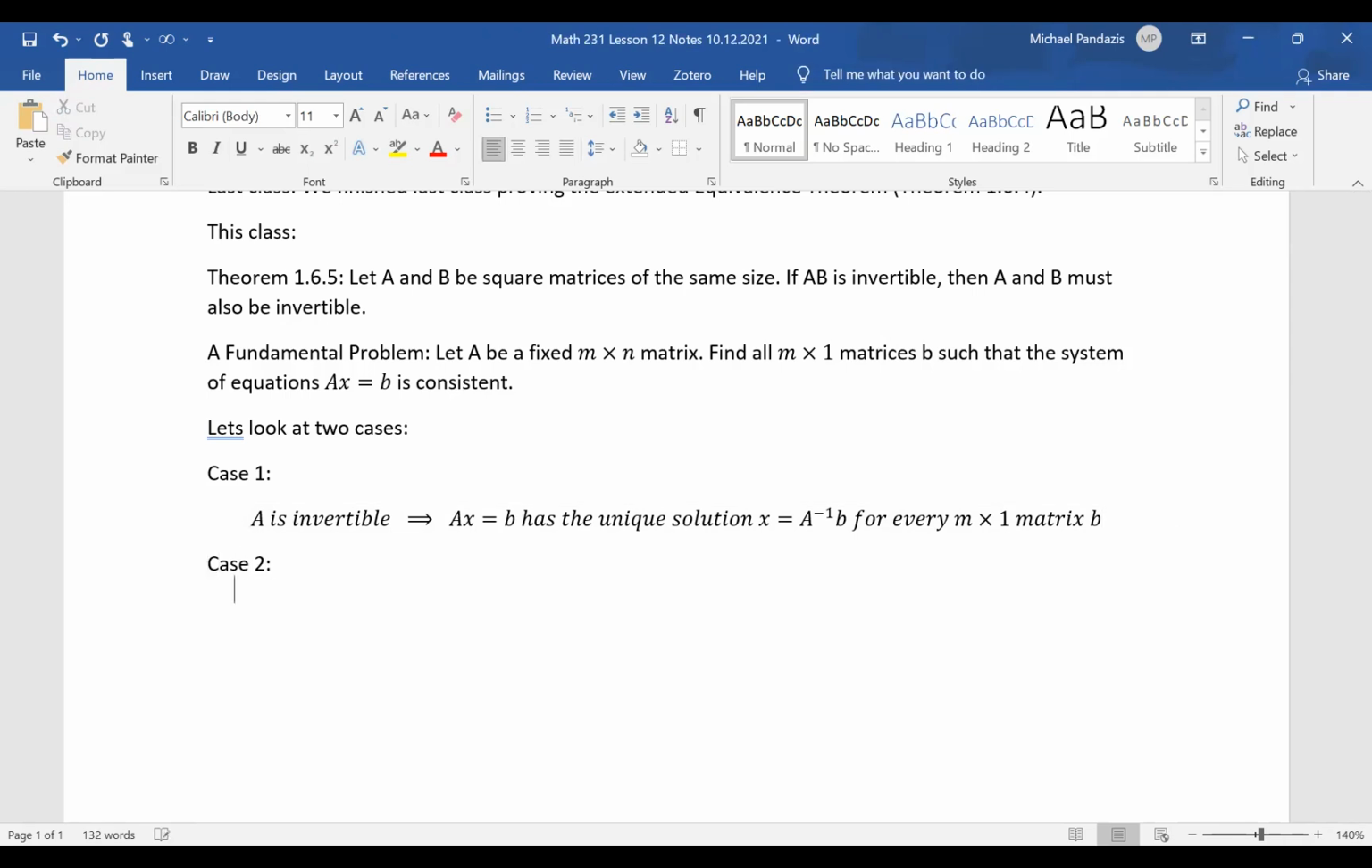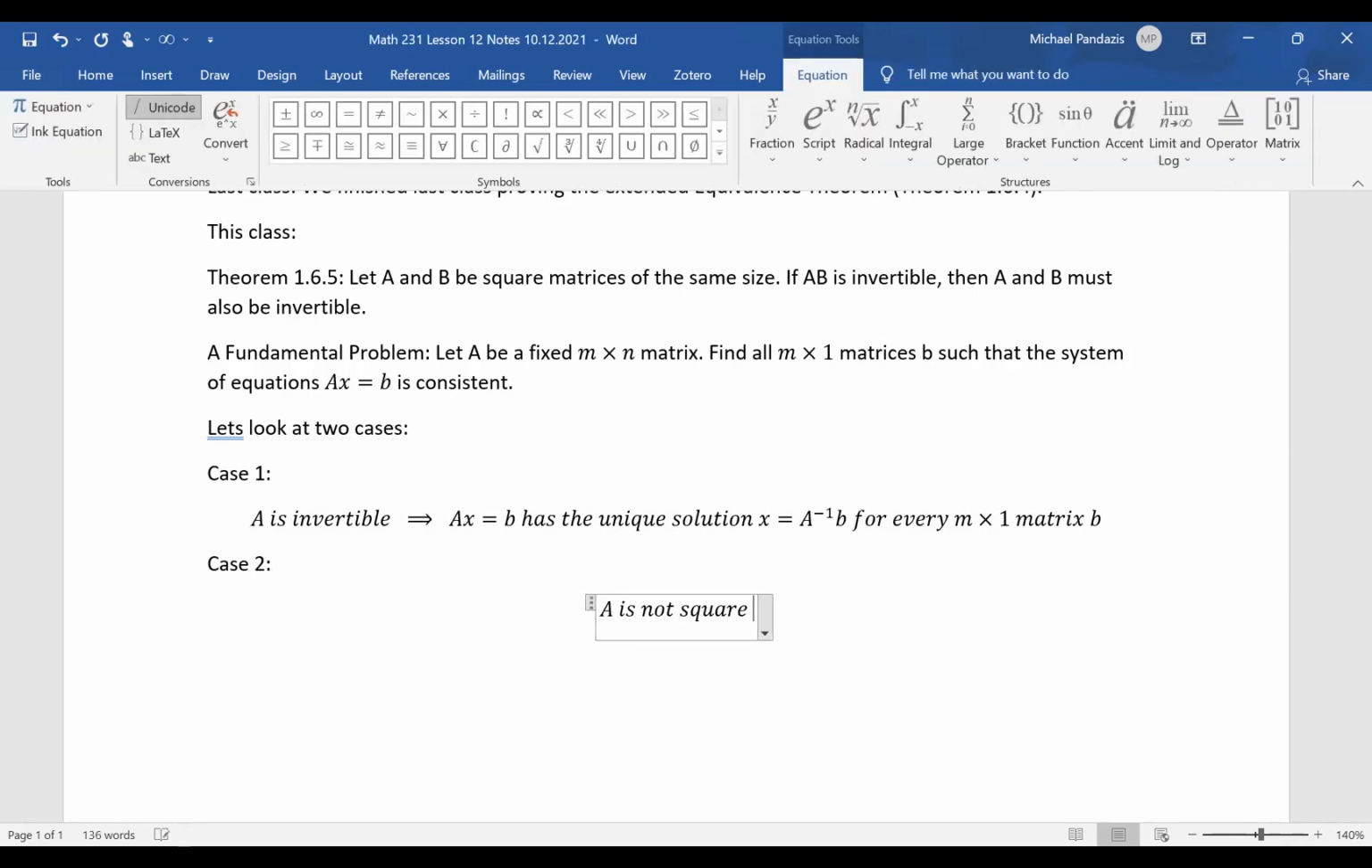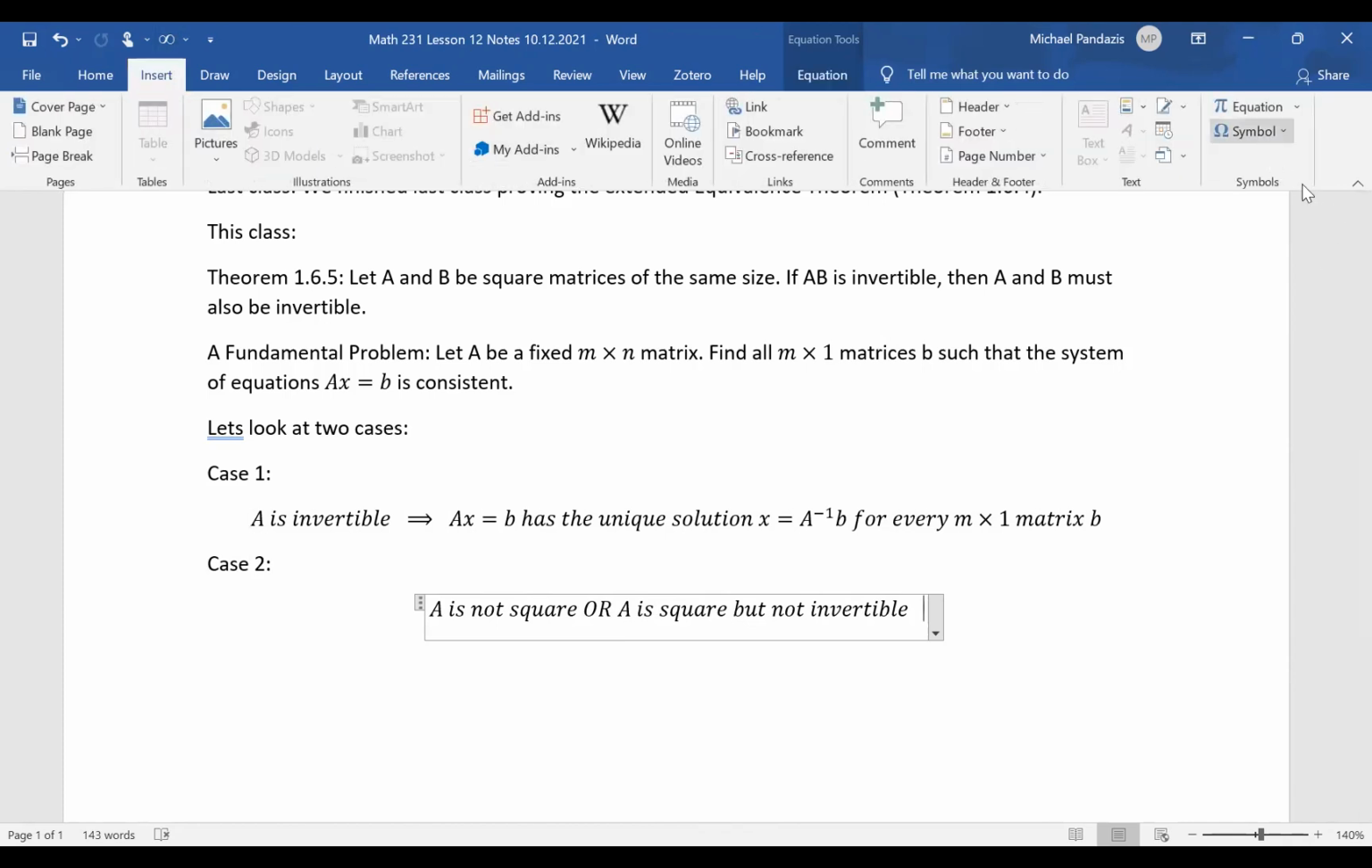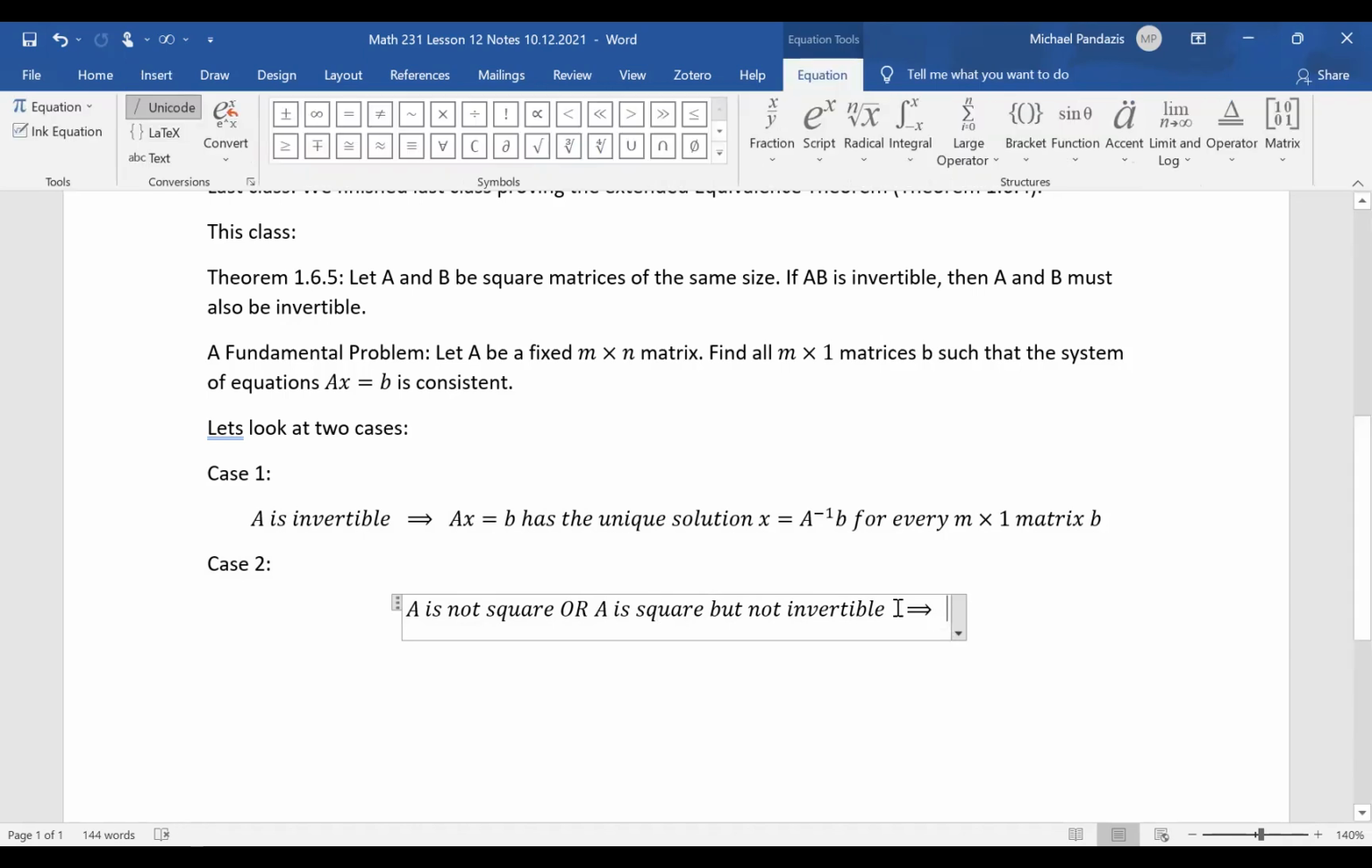But case 2 is A is not square, or A is square but not invertible. In order to have an invertible matrix, it has to be square. So once it's not square, it can't be invertible. Either A is just not a square matrix, which means you can't use case 1, or it is square but still not invertible. In either of those cases, case 1 doesn't apply.